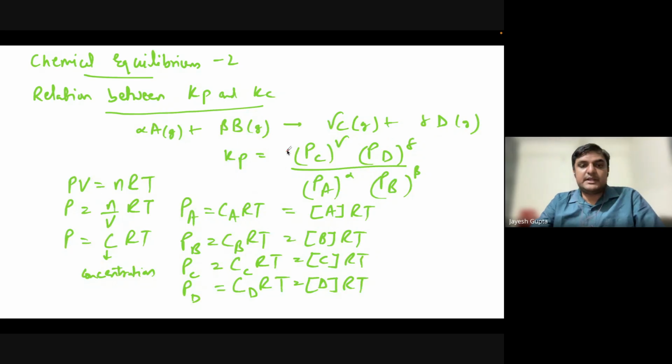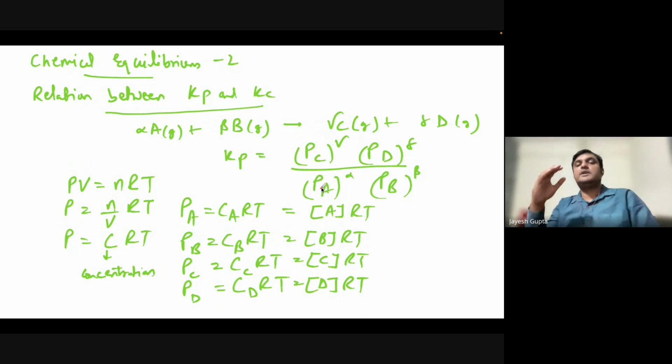Alpha A gas plus beta B gas gives you gamma C gas plus delta D gas. So for deriving, I will first write Kp. Kp will be written as: partial pressure of C raised to the power gamma, partial pressure of D raised to the power delta, divided by partial pressure of A to the power alpha and partial pressure of B to the power beta. This will be your Kp expression.